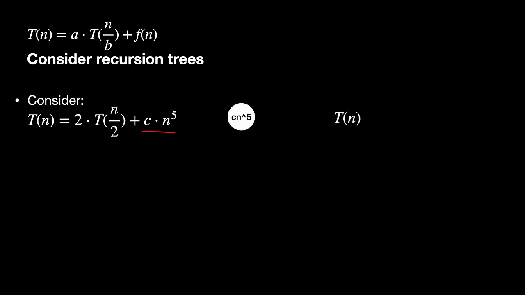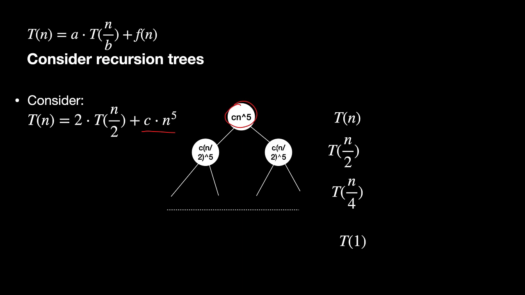Okay, so just like before, we could use our counting method and draw out our full recursion tree. At the root node, we're doing c times n to the 5th units of work, or spending that much time, however you want to think about it. At its left child, we'll be doing c times n over 2 to the power of 5, and the same amount of work at its right child, and so on and so forth.